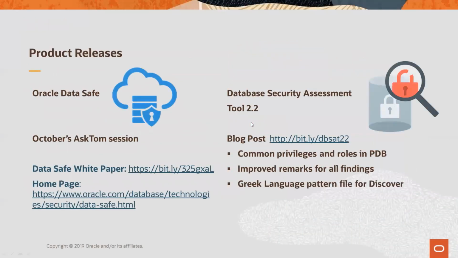All right, some announcements here. Product release, we talked about this last time, but I want to bring it up again because we're really excited about Oracle Data Safe. We've got an Ask Tom session out there from October. Oracle Data Safe is our cloud-based security solution that can help you with your autonomous databases or your DBCS instances. It can look at the security of the users, it can look at their privileges, it can look at audit data, it can identify sensitive data, and it can help mask that data.